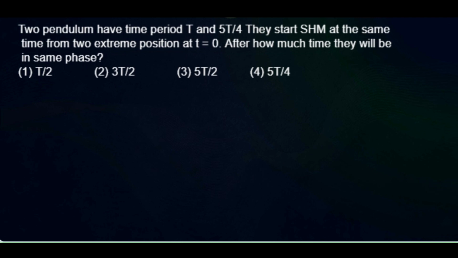It says two pendulums have time periods T and 5T/4. They start SHM at the same time from the two extreme positions at t = 0. After how much time will they be in the same phase, or after what time would they be in the same phase, right?